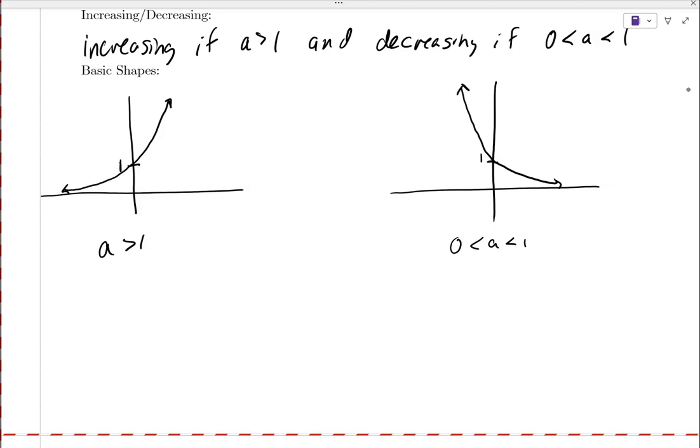If you know what the basic shapes are to start with, you can do some analysis of what happens as x gets big in the positive direction or x gets big in the negative direction. So for example, if you're interested in application types of things, this would be an example of an exponential growth kind of thing. Yes.